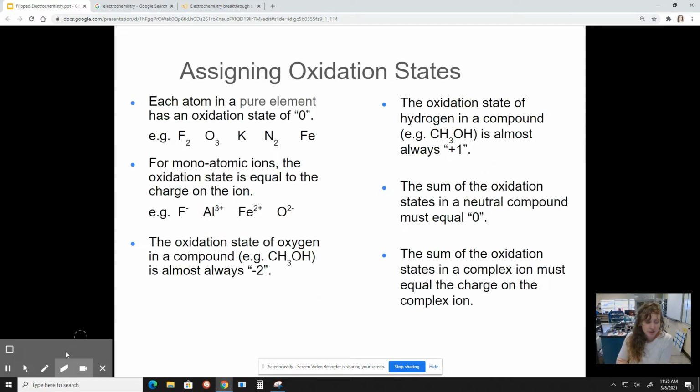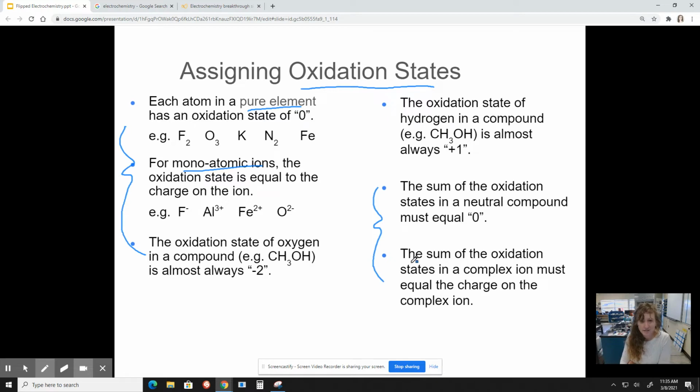Okay, so just a recap, so you can see the forest and the trees. If we can use true charges, we will. Pure elements and monatomic ions, charges are going to equal oxidation states. Same thing with compounds and ions: the sum of all the oxidation states inside of those compounds or ions is going to be the actual charge on the compound or the ion.